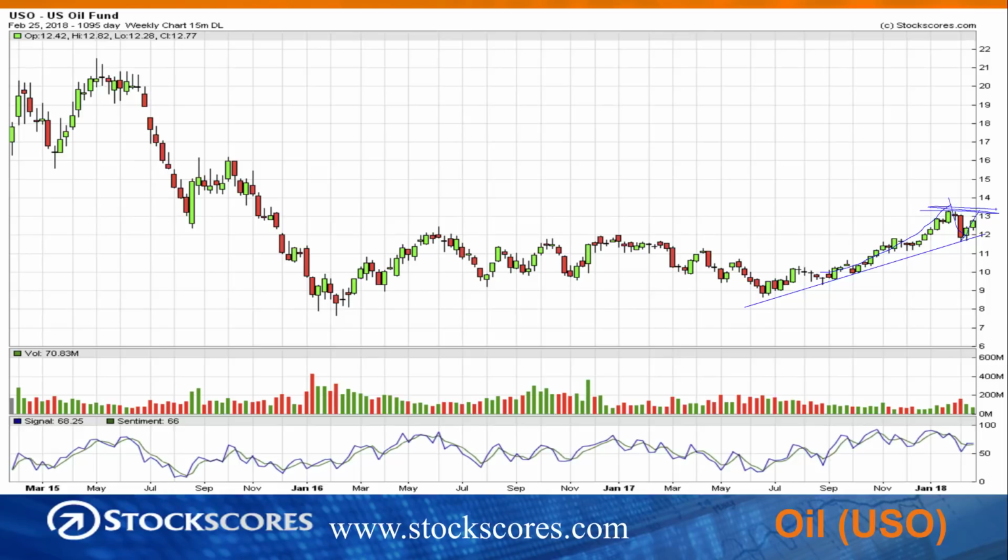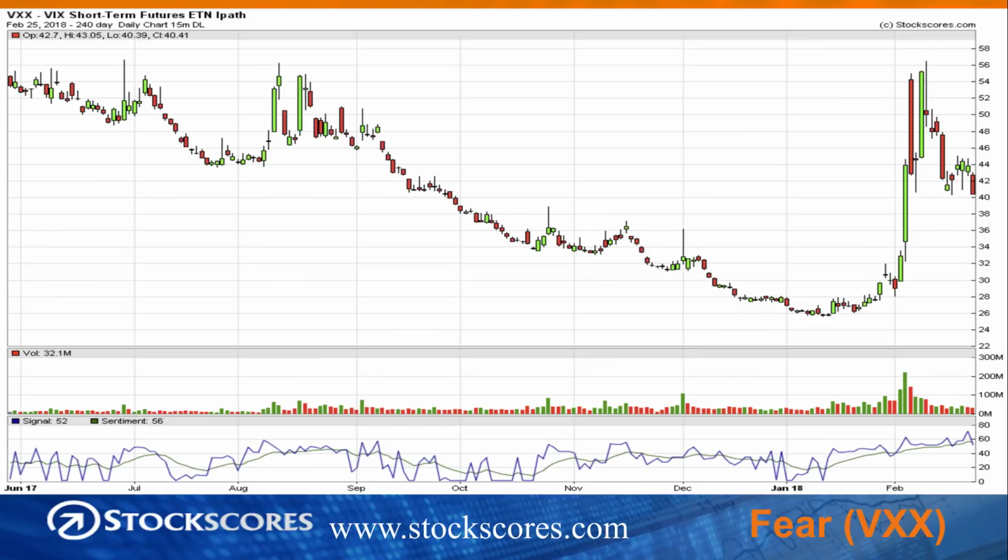I think what will happen is, if you think about the pattern like this, we're going to do this for a little while. Build a little bit of a base and then hopefully break out for the oil bulls to be happy. And finally, the fear chart.